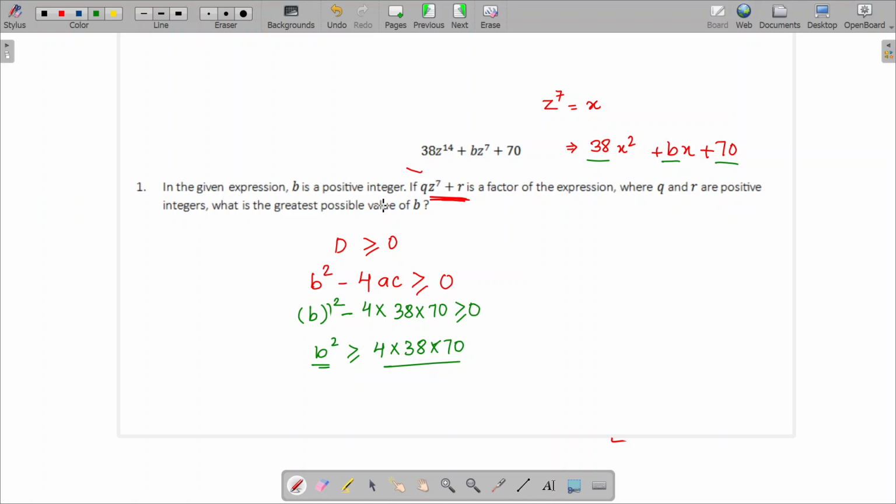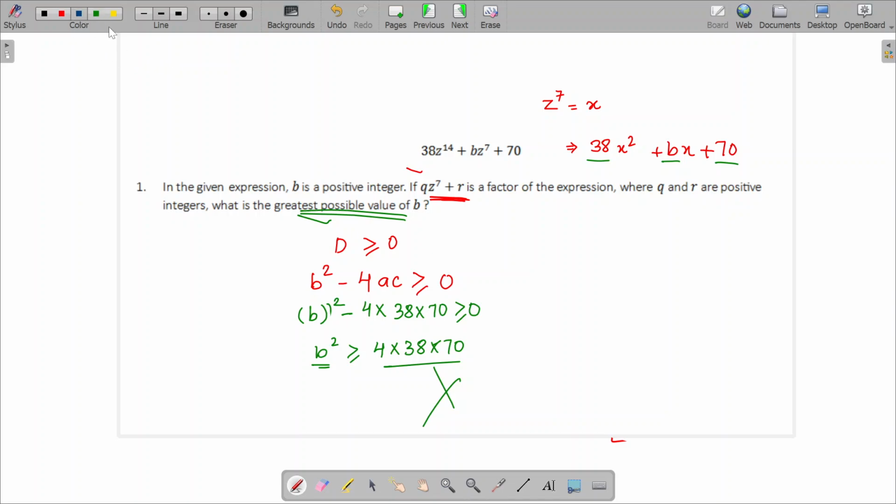If in the question they are asking you to find the smallest possible value, then it should be the same. You just solve it, multiply it, and find the square root of this number, and you will get the smallest possible value. But in the question here they are asking for the greatest possible value of b. In that type of question, we cannot apply this method. Now if we can't, what is the other method?